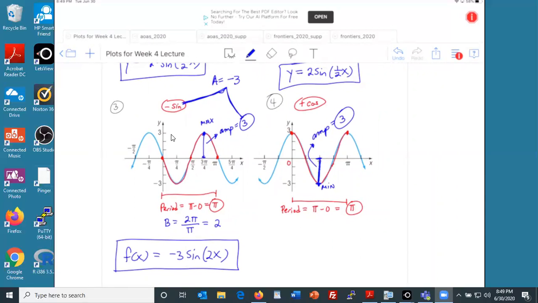Number 4, so we have a positive cosine function with an amplitude of 3. So that means my a is positive 3. Now here the period is pi, and just like in number 3, the b value will be 2 again. It's the same thing. So let's skip the work. So therefore, my equation would be f of x equals 3 times, remember it's a cosine function, so write cos of 2x.